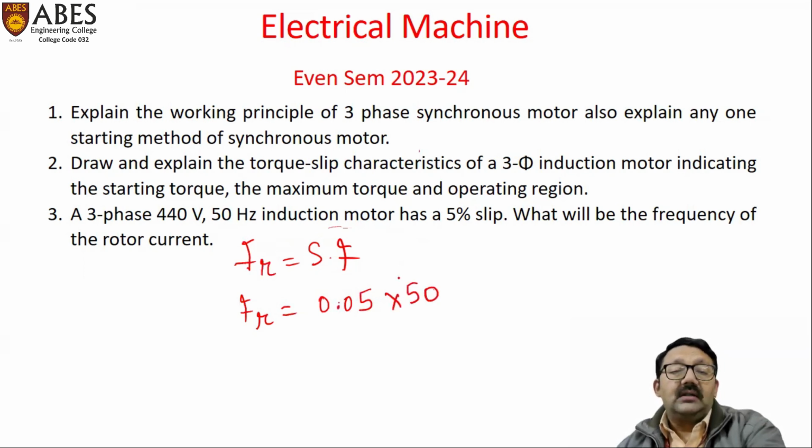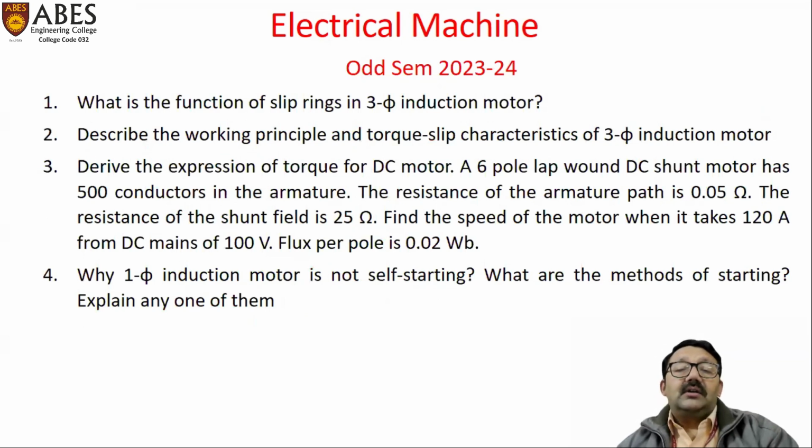So going to the next paper, in odd semester 23-24, the various questions asked from this unit are, first, what is the function of slip ring in three-phase induction motors. While discussing the rotor construction, we have already discussed that in induction motor there are two types of rotor. One is squirrel cage and the other one is phase wound rotor, in which slip rings are there, and the provision of slip rings helps us in adding the external resistance in the rotor circuit for improving the starting.